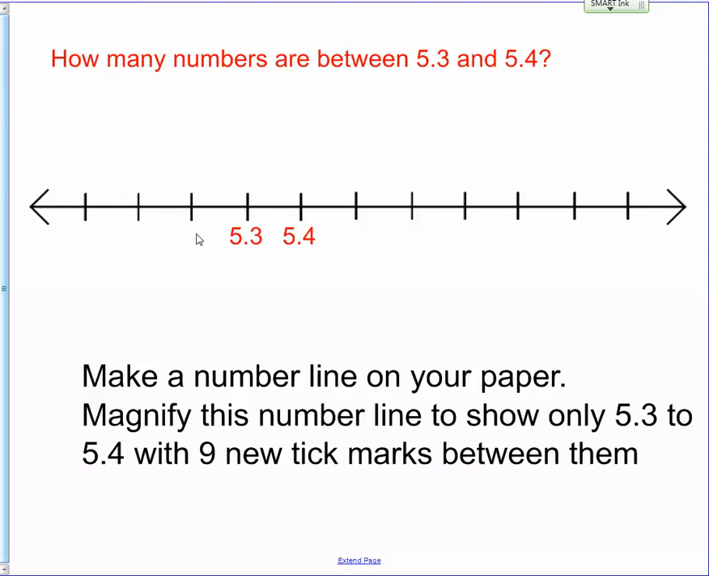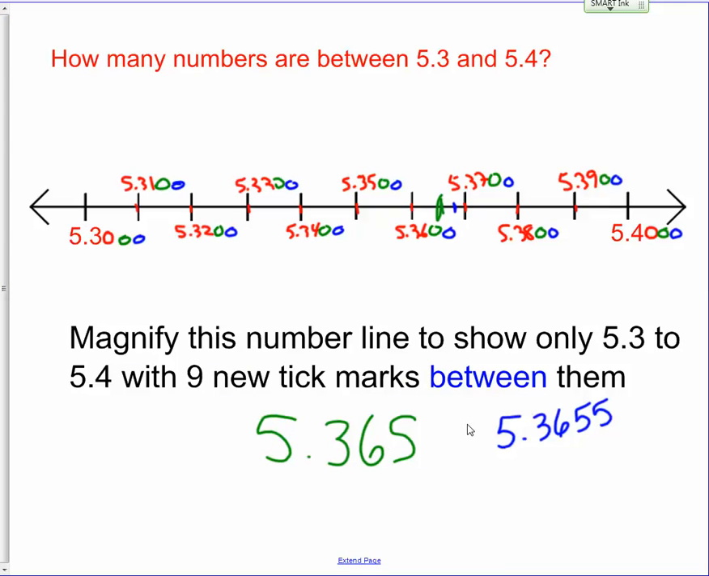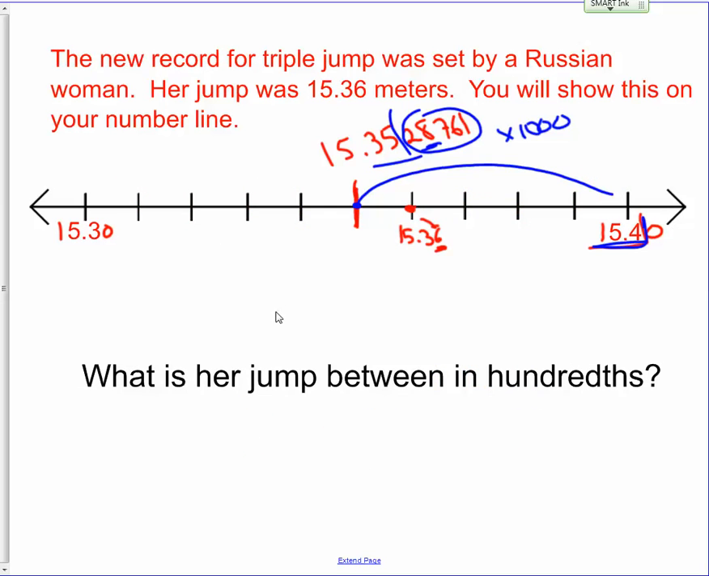All right, on your number line, you enlarged, you magnified this number line to only show 5 3/10 to 5 4/10, and then we ended up doing a lot of work with this number line, and some of you came up to the board and showed where 5 and 365 thousandths would be, and then where would 5 and 3,655 10,000ths be. And remember, as Brody said, we can just keep adding zeros after the numbers after the decimal, and it doesn't change the value of the number. So how many numbers are between 5.3 and 5.4? Infinite. Decimals are infinite.